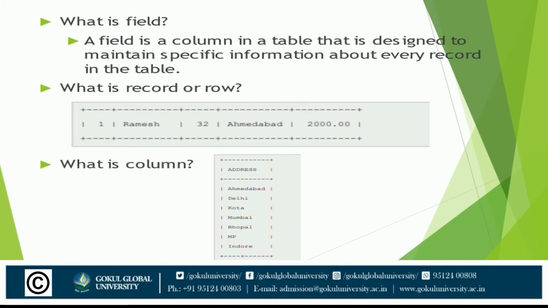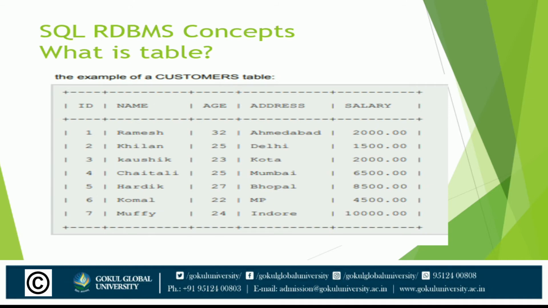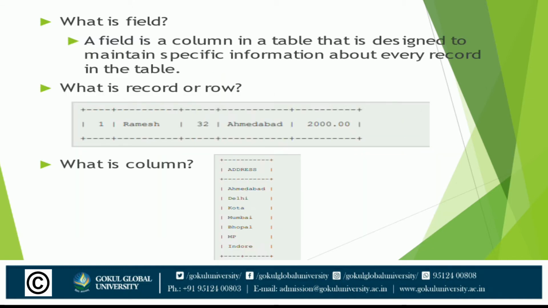What is a record or row? A record, also called a row of data, is each individual entry that exists in a table. For example, there are 7 records in the above customers table. Here we see a single row of data, or record, in the customers table: Ramesh, ID is 1, 32, Ahmedabad and 2000. A record is a horizontal entity in a table.